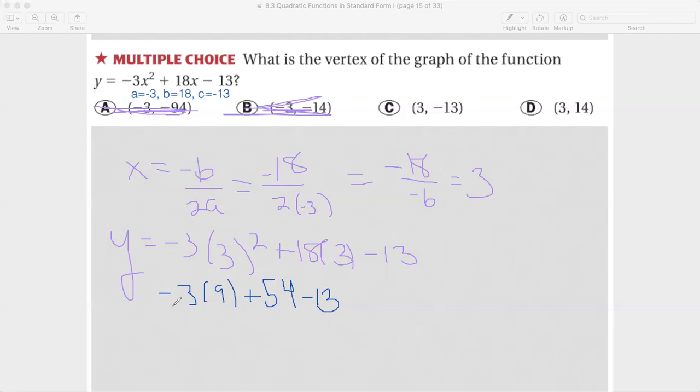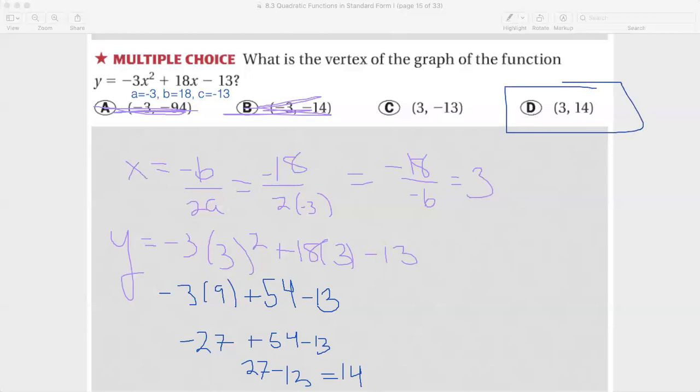Okay, so 9 times -3 is -27. And then plus 54 minus 13. So -27 plus 54 is 27. And then I'm going to subtract 13. And that should give me, what is that, 14? It is. So my vertex is (3, 14). So it'd be D. Not so bad.